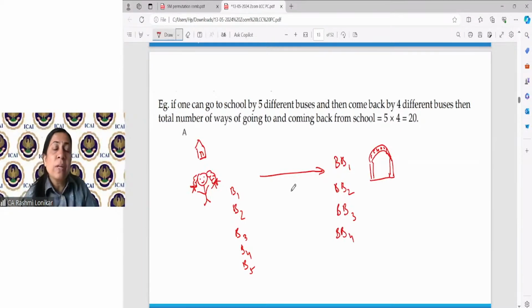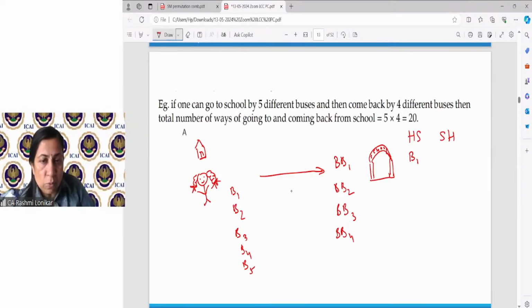Now what can happen is I go from home to school and then school to home. Home to school, I can take B1. When I take B1, while coming back I have these 4 choices, BB1, BB2, BB3, BB4. So I have how many choices? 4. If I take B2, how many choices do I have? 4 choices for coming back. B3, again 4 choices. B4, again 4 choices. And B5, again 4 choices.